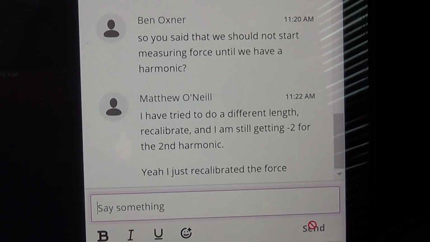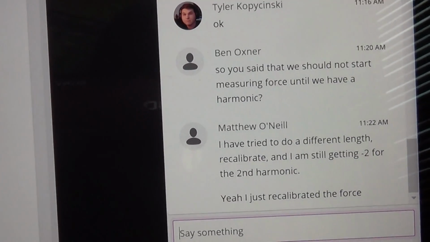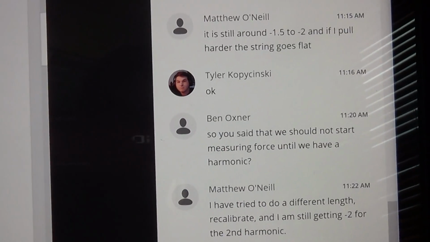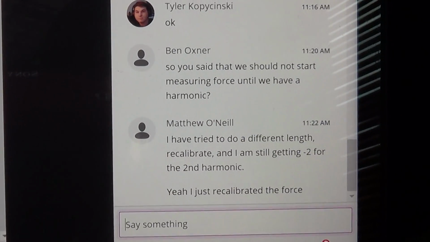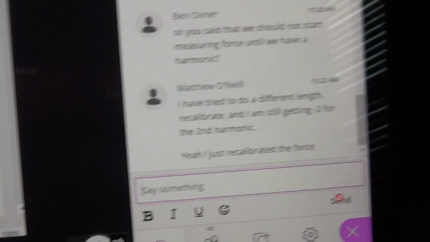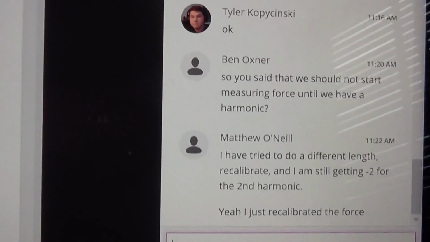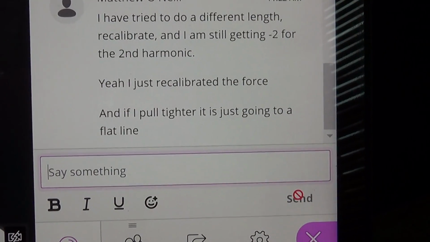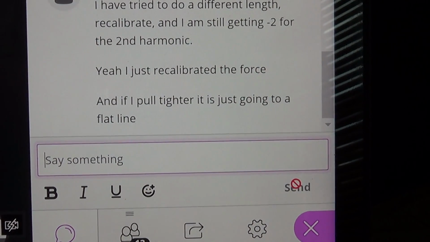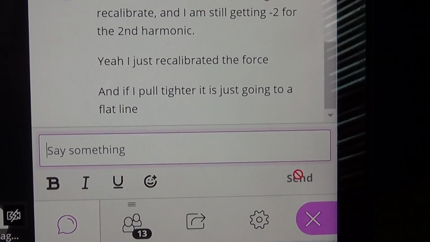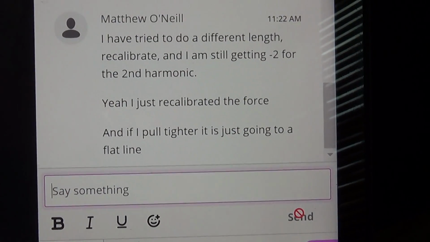So I'm trying to think of what I can do here. So we have a little bit of time. Matthew, go ahead and put down the -2 newtons that you're getting, or actually just the +2 newtons. We don't worry about the negative sign for this experiment. And then go ahead and try and get the n equals 3 and n equals 4 and n equals 5. If you pull tighter, it's just going to a flat line. Well, how much force do you pull with? What's the largest force you pulled with so far?